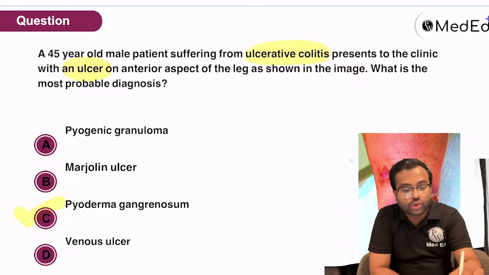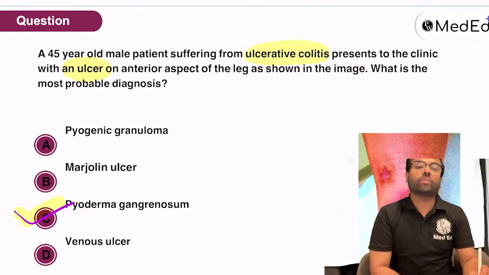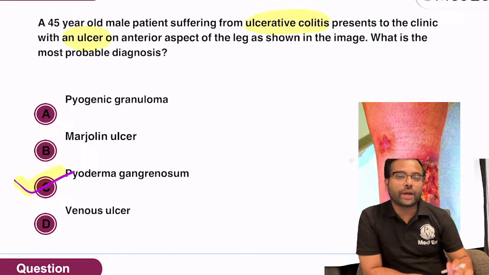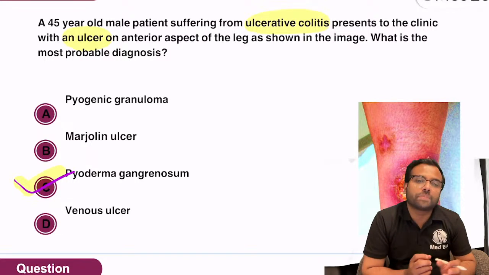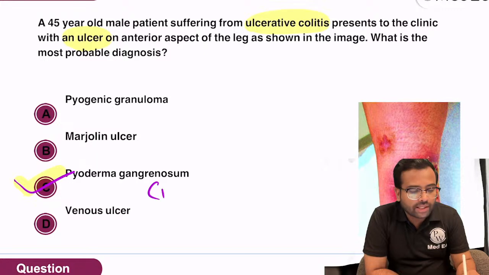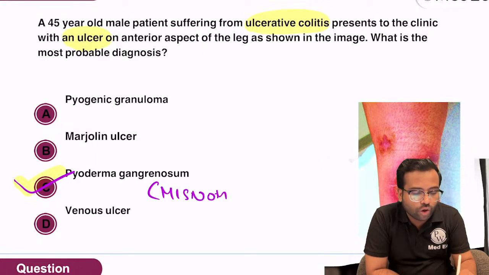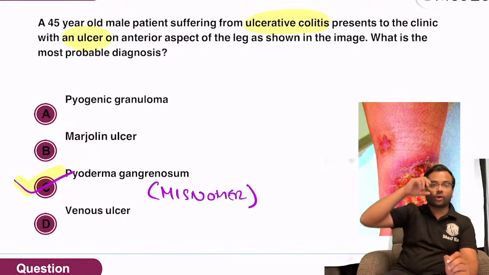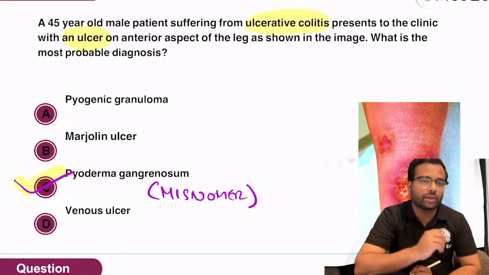This is going to be associated with pyoderma gangrenosum. The pyoderma means pus forming. Gangrenosum means gangrenous skin. Please remember, this is also a misnomer. So what is pyoderma gangrenosum? It is a neutrophilic dermatitis.